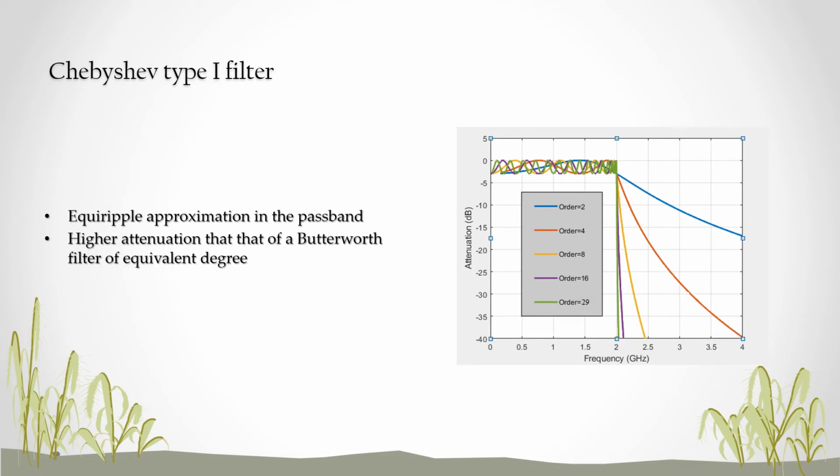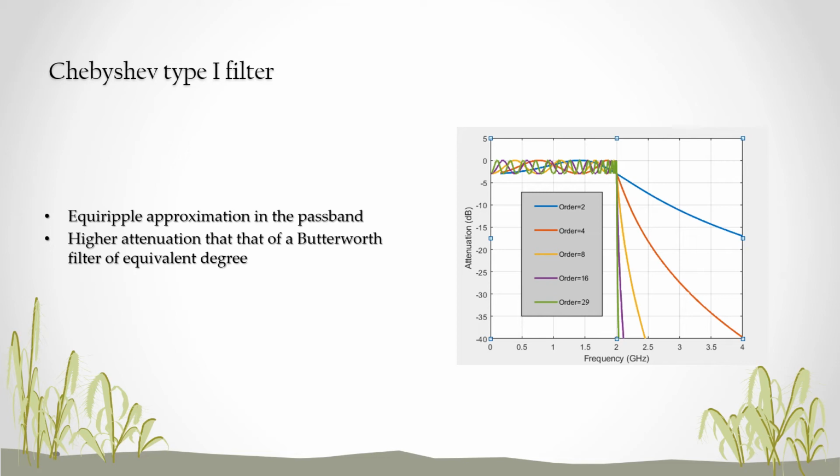The second filter we're going to take a look at is the Chebyshev type 1 filter. The figure on the slide shows the frequency response of the Chebyshev filter type 1 approximation for several different orders. Again, we chose the same orders for the picture: order number 2, 4, 8, 16, and 29.